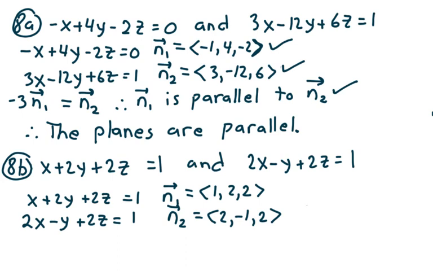Now, let's take a look at 8b. Suppose we are given the planes x plus 2y plus 2z equals 1 and 2x minus y plus 2z equals 1. For the first plane, x plus 2y plus 2z equals 1, the normal vector n1 is equal to 1, 2, 2. For 2x minus y plus 2z equals 1, the normal vector n2 is equal to 2, negative 1, 2.